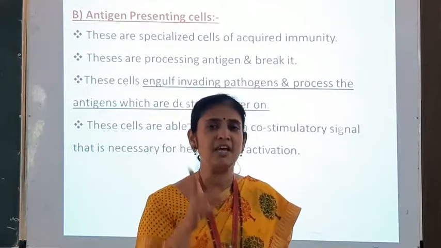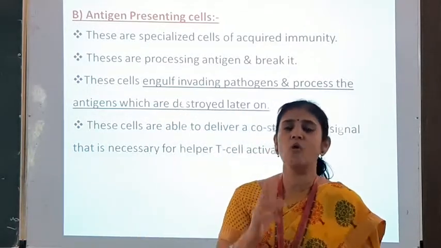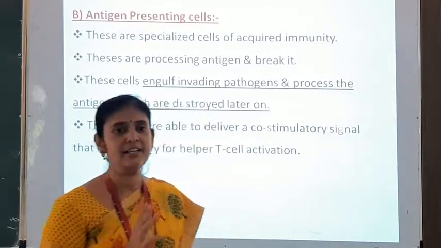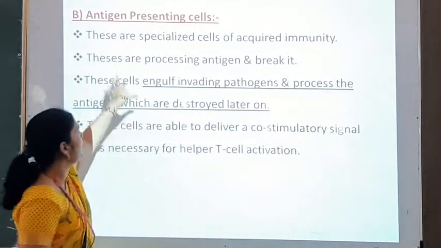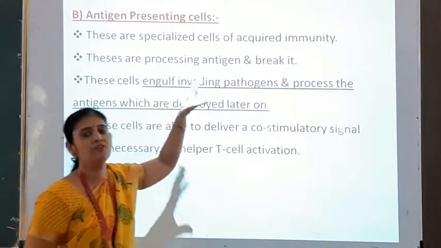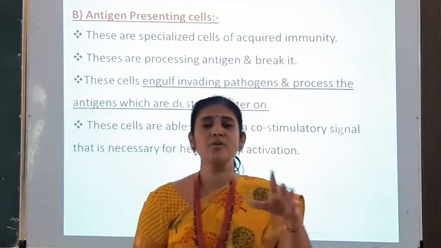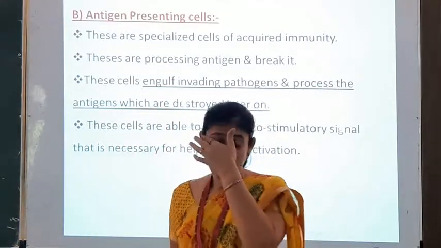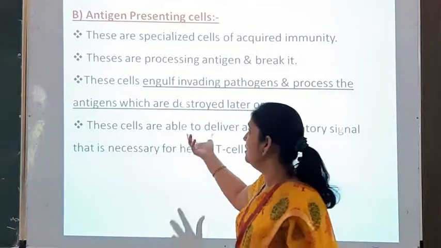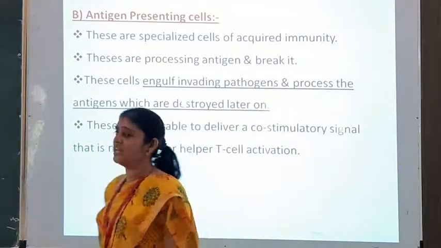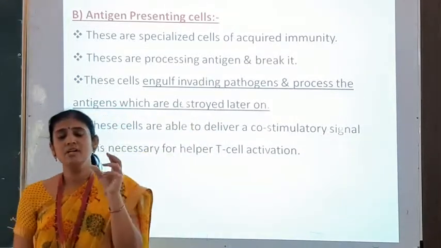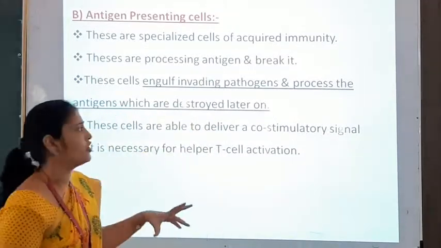Now, the second type of cell which is responsible for giving acquired immunity to our body is the antigen presenting cells. These cells are also responsible for development of acquired immunity inside our body. So what characteristic features do these cells have, we have to see here. These cells are specialized cells of acquired immunity.